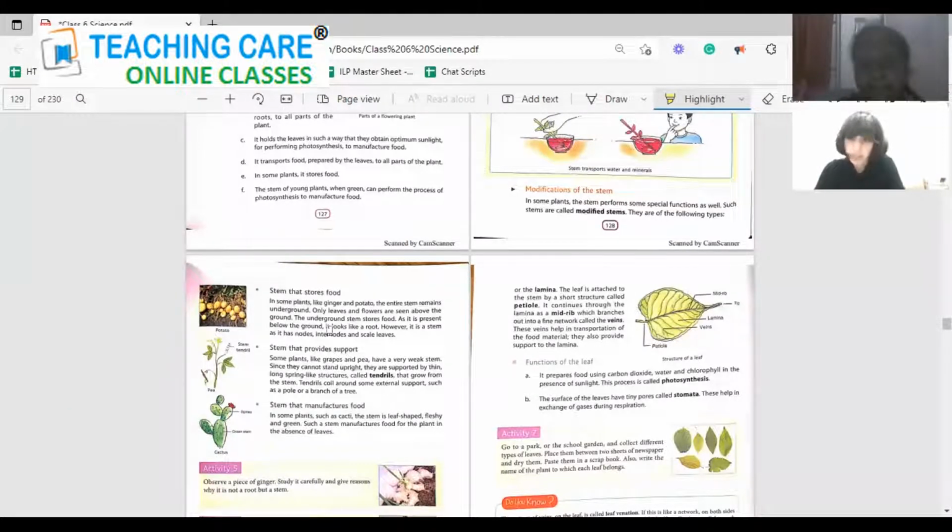In weaker plants, a very good example is a pea plant. The stems are very tender and cannot support the whole plant. So what will the tendrils do? They act as a support. They are called tendrils, and they grow from the stem. It is like a coiled structure that gives external support. It coils itself around a nearby plant or branches.